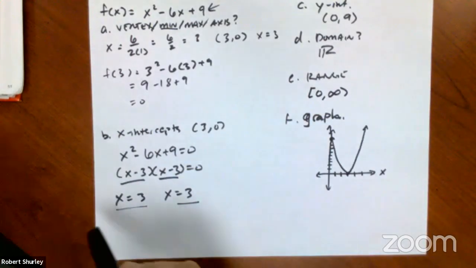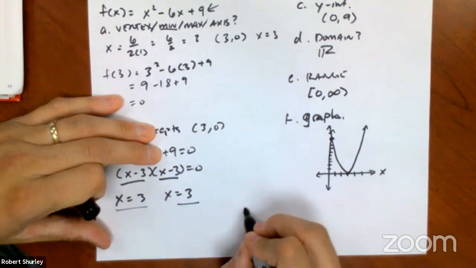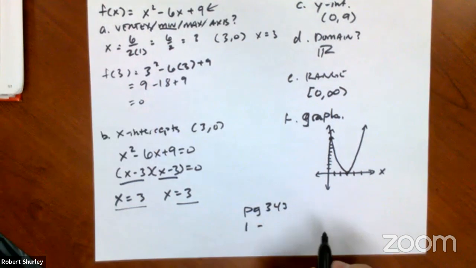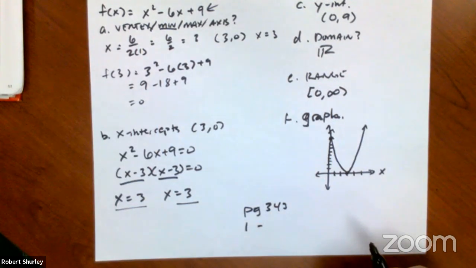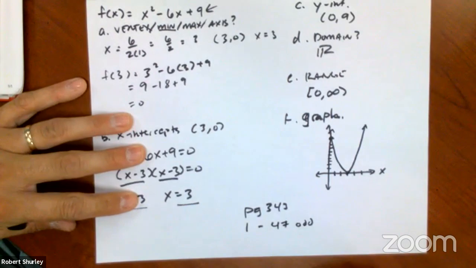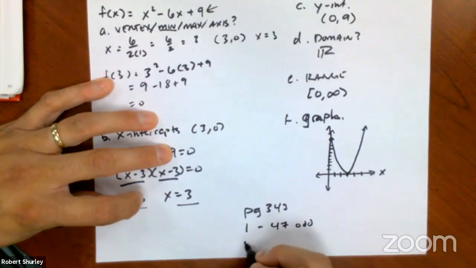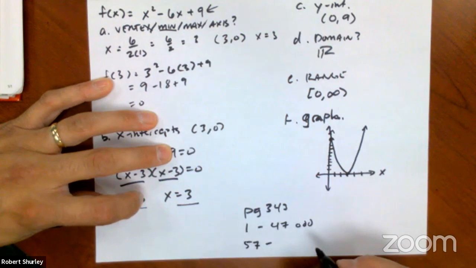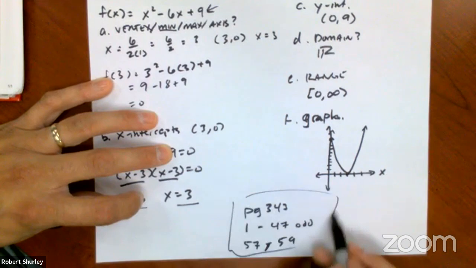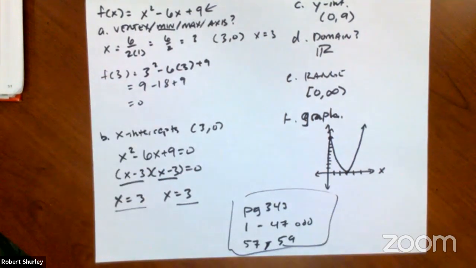Okay? So for homework, I want you to do, this is on page 343, just do 1 through 47 odd. Then I want you to jump over and do 57 and then 59. 57 and 59 are real world problems, kind of neat. So try those. My time is up.